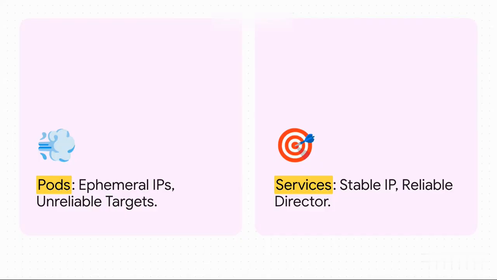So let's put it side by side. Pods are the workers. They're temporary. They come and go, and their addresses are totally unreliable. Services, on the other hand, are the managers. They provide that stable, unchanging address and act as a reliable director for all your traffic. You talk to the service, and the service figures out which pod to talk to.